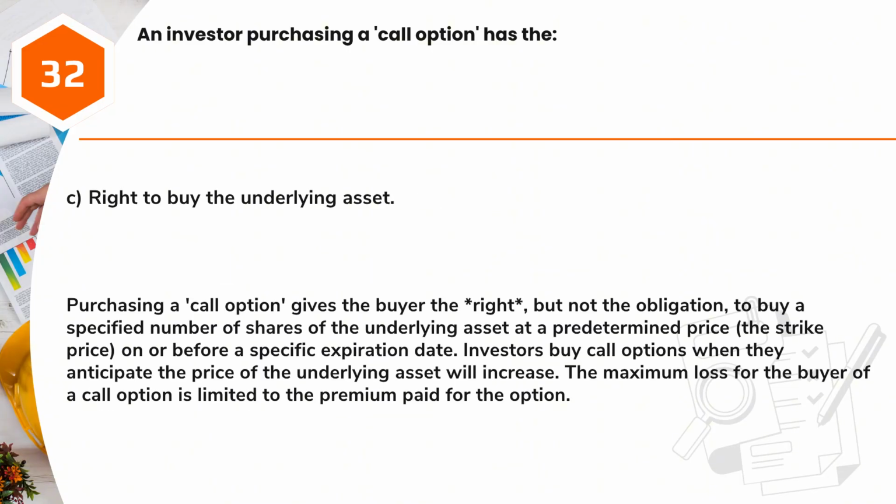Answer, C. Right to buy the underlying asset. Purchasing a call option gives the buyer the right, but not the obligation, to buy a specified number of shares of the underlying asset at a predetermined price, the strike price, on or before a specific expiration date. Investors buy call options when they anticipate the price of the underlying asset will increase. The maximum loss for the buyer of a call option is limited to the premium paid for the option.